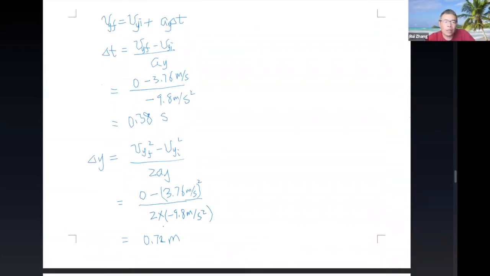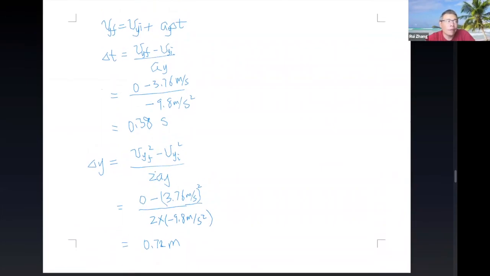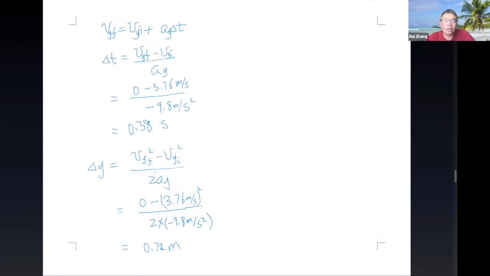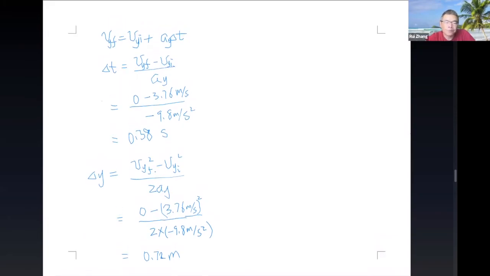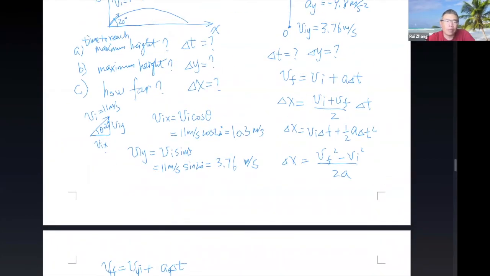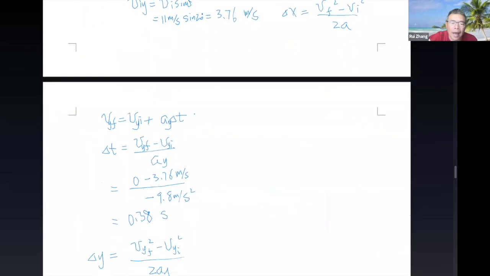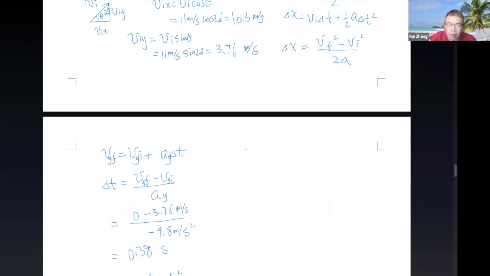Again, as you can see, what we're doing here is nothing different from what we did in the previous chapter. It's basically the same thing, right? And okay, we're done with part A and part B. Let's do part C. Part C asks you how far it goes, which is basically displacement along the x direction, right? Along the x direction, as we know, it is a constant velocity motion.